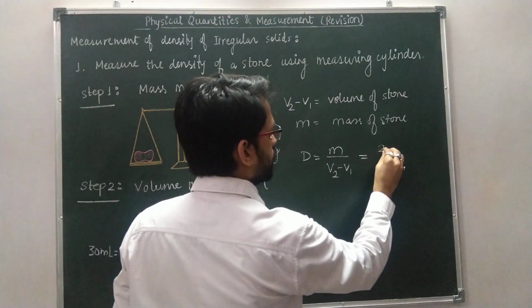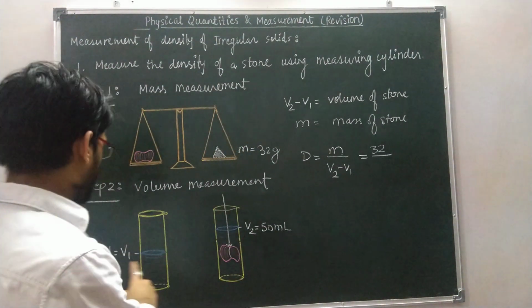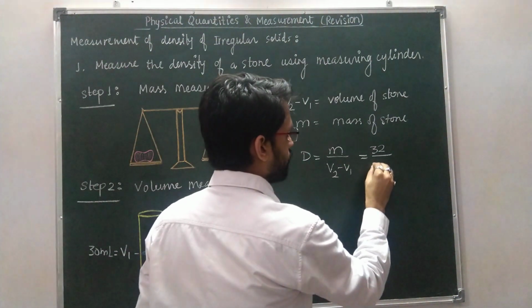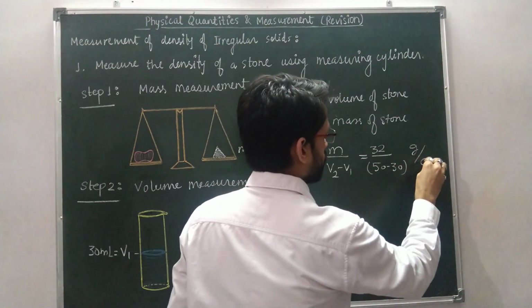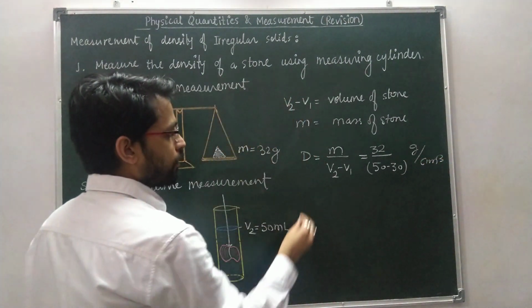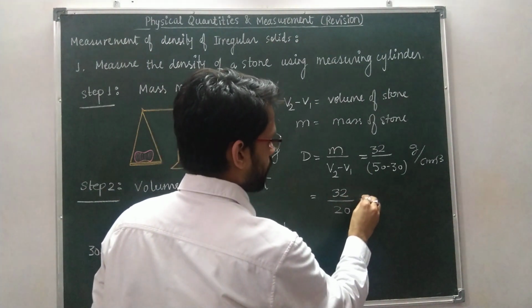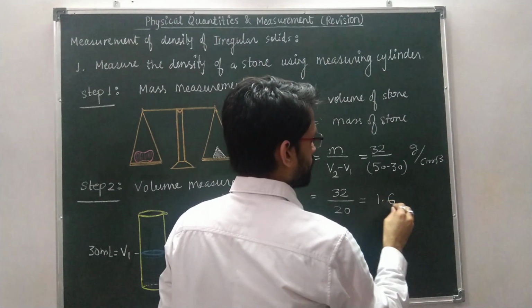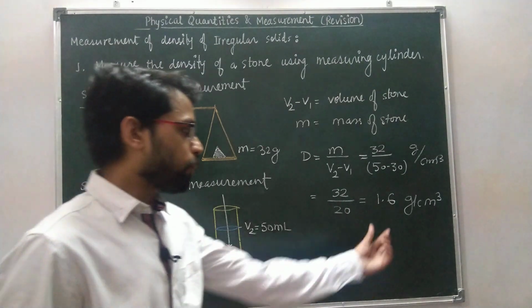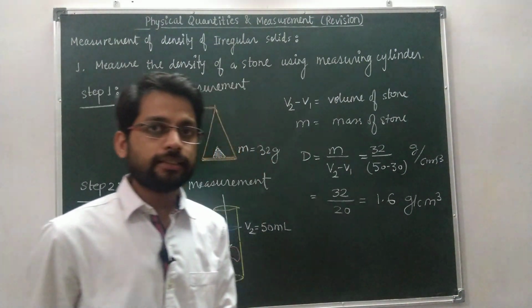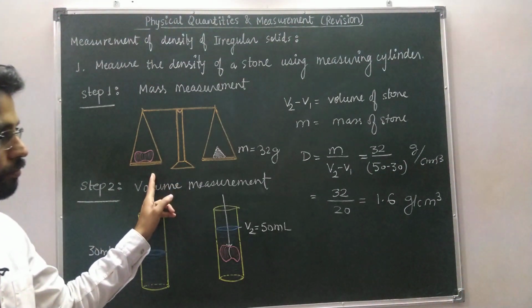You will get 32 divided by 50 minus 30 gram per cubic centimeter. And it is 32 divided by 20, which is equal to 1.6 gram per centimeter cube. 1.6 gram per centimeter cube is the density of the stone. Note it down.